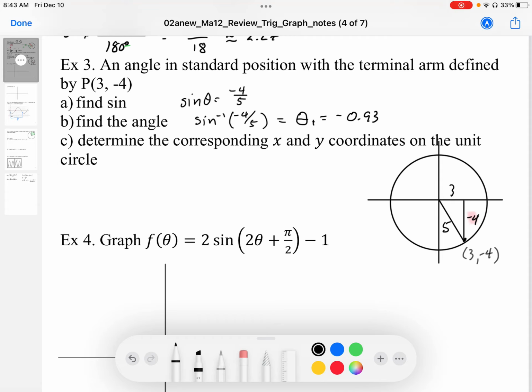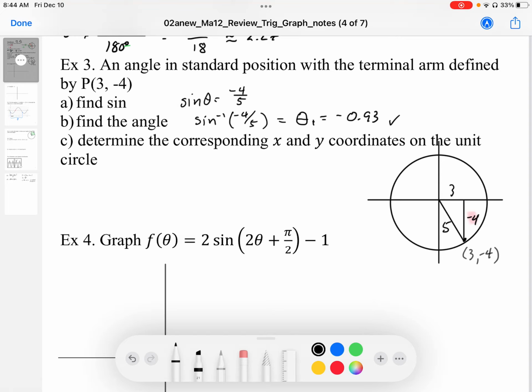So we always have to consider two angles. The angle that I got from my calculator is in quadrant 4, and the position that I see is in quadrant 4. So this is the correct angle.